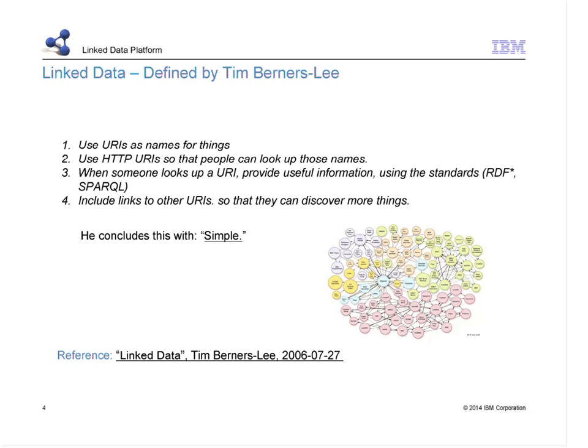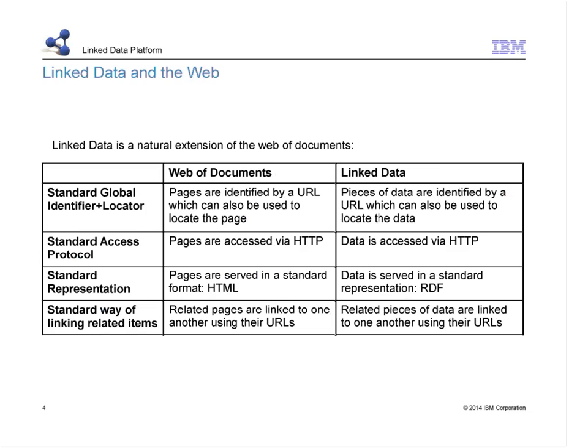What's interesting to see, moving on to slide 5, is how the 4 principles that he has laid out are completely in keeping with the architecture of the web of documents the way we know it. If you think about it, the web of documents has 4 different key elements. The first one is a mechanism to have a standard global identifier that also serves as a locator. So these are the URLs that we all use that you put in a browser to go to a page. There is a standard access protocol, which is HTTP, which allows the browser to connect to the server to retrieve the page.